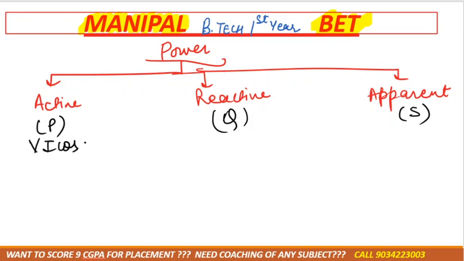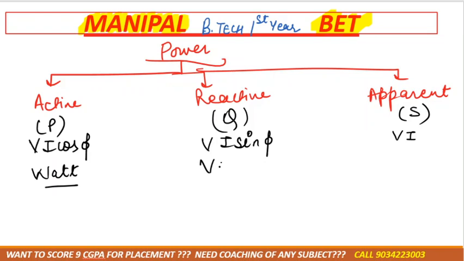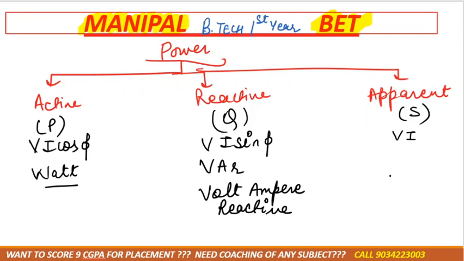Active power formula is P is equal to VI cos phi. Reactive power formula is Q is equal to VI sin phi. Apparent power formula is VI. Okay. Active power unit is watt, like 5 watt का bulb है, 7 watt का bulb है. Reactive power unit is VAR. VAR stands for volt ampere reactive, and apparent power unit is VA, volt ampere. Got it?